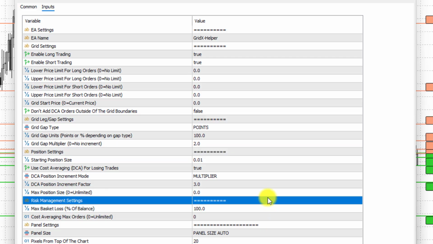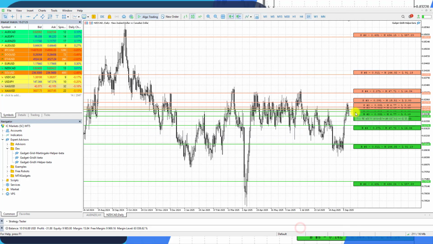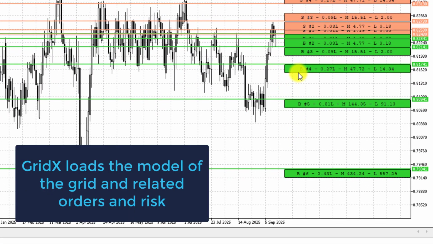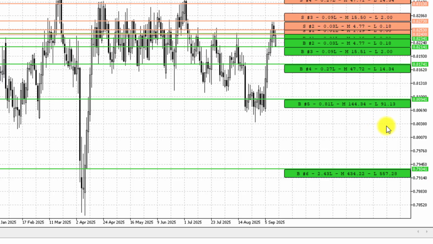GridX Helper will load up a simulated grid of orders with all the important information, including order type, B for buy, S for sell, the order number in the basket, the position size in lots, the margin required at that level, the loss amount at that price level. It is very important to understand that GridX Helper shows the worst case, where price moves in only one direction without retracements.